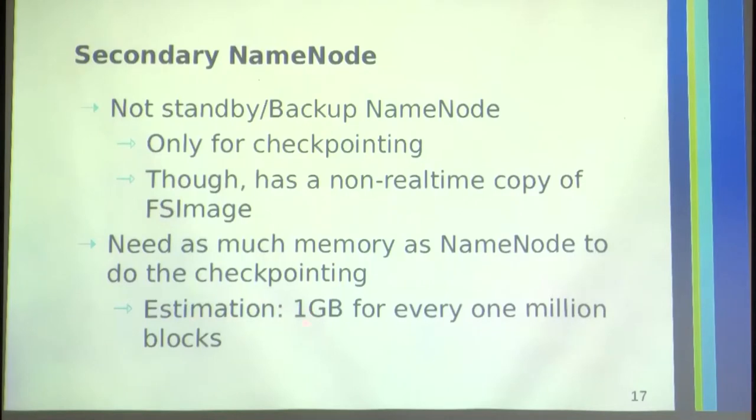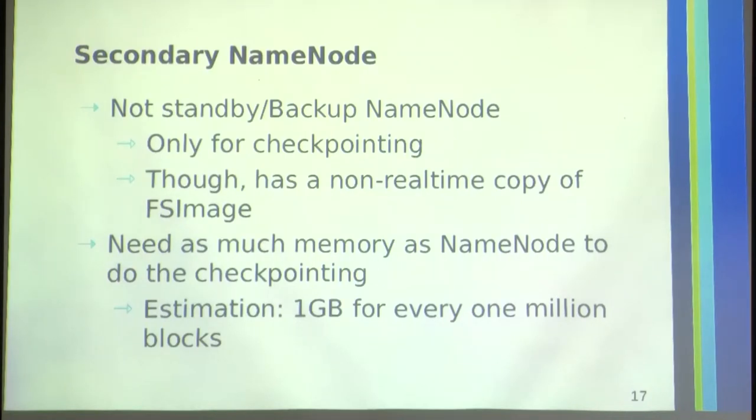Now, here's an interesting thing. 1 gigabyte of FS image for every 1 million blocks. So if a block is 64 megabytes, how much data is that? 1 million times 64 megabytes is 64 terabytes, am I right? So for every 64 terabytes, you need about a gigabyte of file system image. So it's quite efficient really, it's not a lot of memory for 64 terabytes. And potentially you could increase the block size.